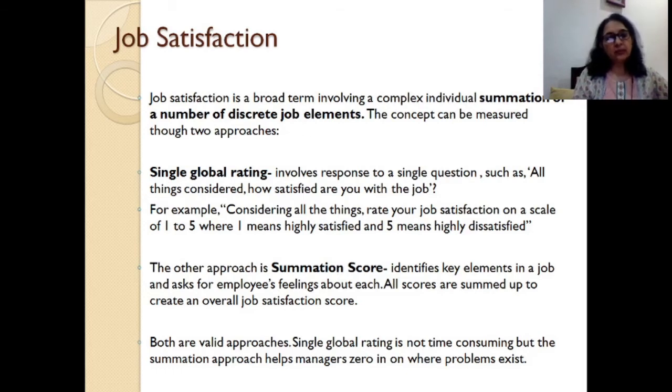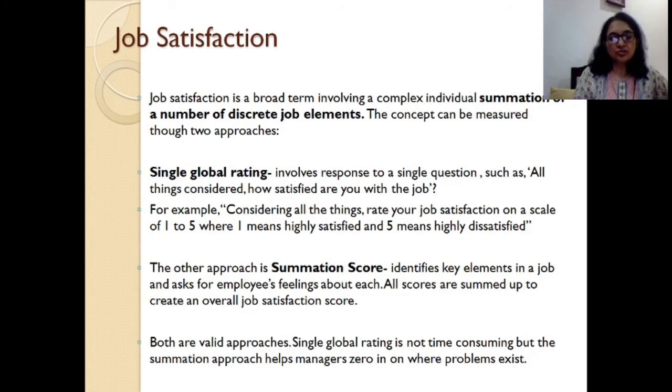So this concept can be measured through two approaches. One is the single global rating. A single global rating involves just a single question, right? For example, you can ask, how satisfied are you with the job? On a scale of 1 to 5, where 1 is highly satisfied and 5 is highly dissatisfied, the person can circle any number, and that will show to what degree the person is satisfied or dissatisfied with his job. So this is one way of measuring job satisfaction.